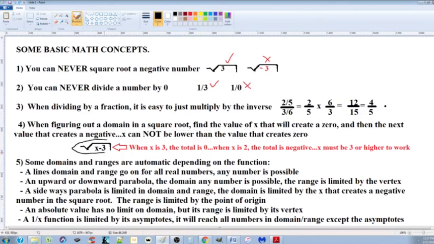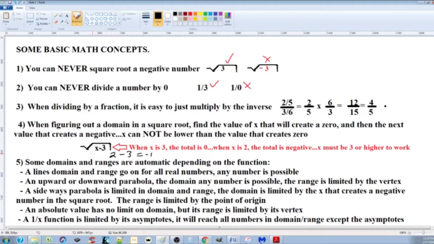So when we have square root of x minus 3 as one of our functions, what are our limitations in what x can be? Well, x can be any number that creates a 0 or higher. So let's look at the value of x that creates a 0. That's easier to find. Well, if x is 3 in this case, 3 minus 3 creates a 0. So we know that x can be 3. What happens when x is 2? Well, 2 minus 3 creates a negative 1. So we know x cannot be 2. So that means x must be 3 or higher.